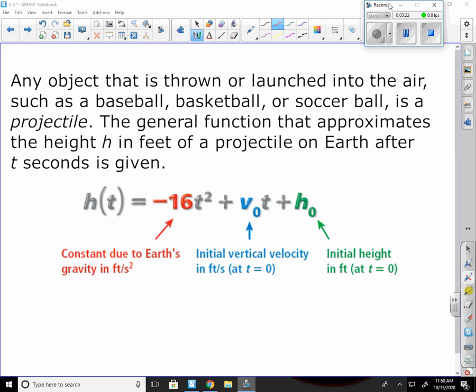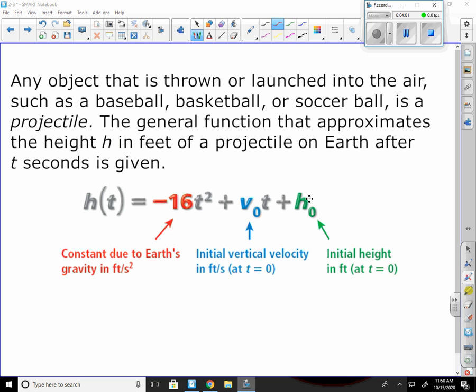So the negative 16t squared, that's the constant due to Earth's gravity. Earth's gravity is pulling it downward. That's why it's negative 16t squared. The initial vertical velocity, that's how high it's being kicked up, or how hard it's being kicked up in the upward direction. It's how hard it's being kicked upwards, or what the velocity is as the ball were to leave someone's foot, or as a rocket was to be shot up into space.